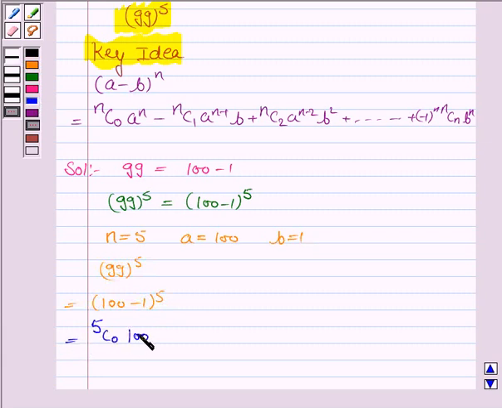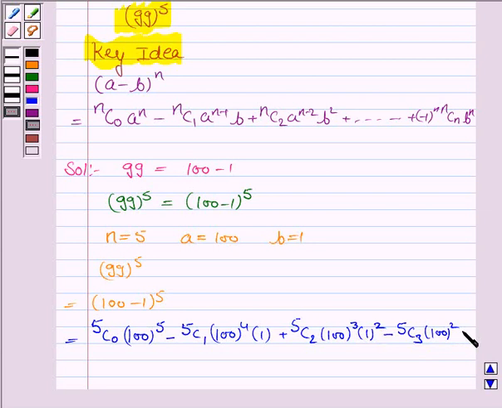5C0 100 to the power 5 minus 5C1 100 to the power 5 minus 1, that is 4, into b, that is 1, plus 5C2 100 to the power 5 minus 2, that is 3, into 1 to the power 2, minus 5C3 into 100 to the power 2 into 1 to the power 3, plus 5C4 into 100 into 1 to the power 4, plus minus 1 to the power 5 into 5C5 into 1 to the power 5.